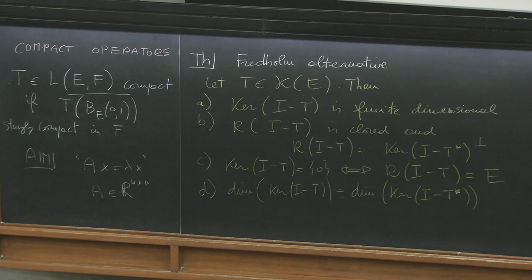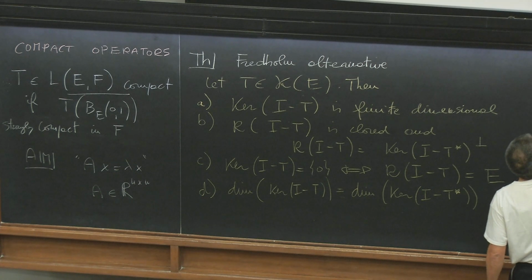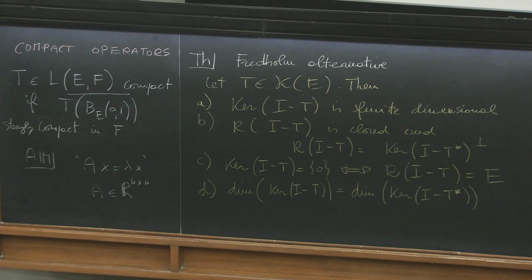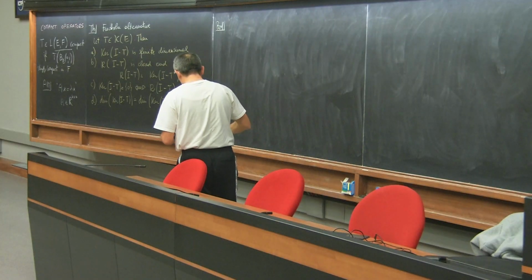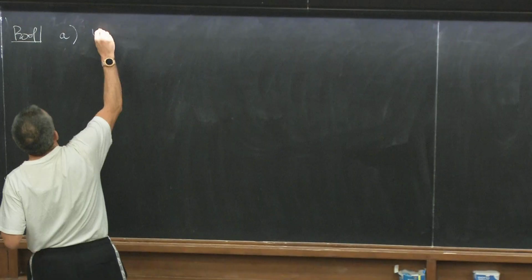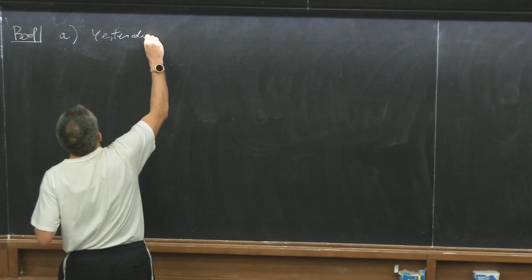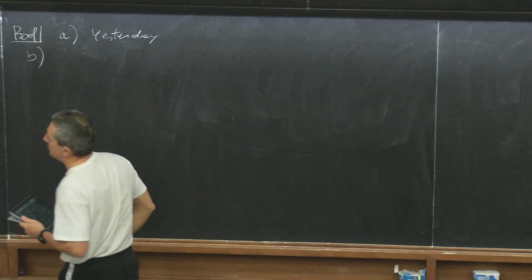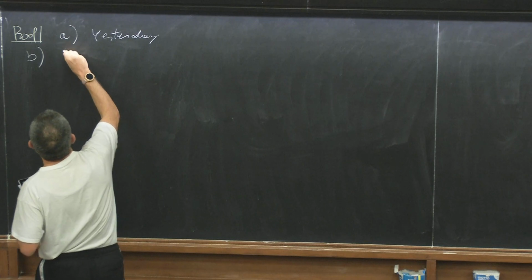So yesterday we saw the first part, and we will see that the other parts are really related to the eigenvalue problem. So let's go on with the proof. We have seen point A, and point A was yesterday. Then we have point B, and for point B we have only to prove that the range is closed.